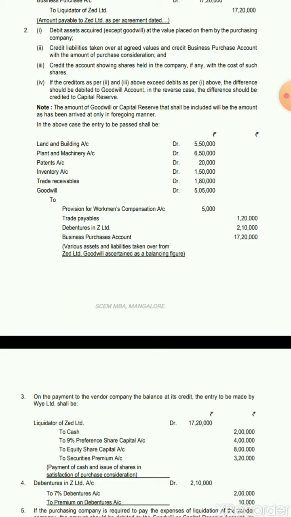Then business purchase account, which is purchase consideration. If the credit amount is more than the debit amount, then the difference would be goodwill, and if it is vice versa, the difference would be capital reserve, which comes in the credit side, as simple as that.